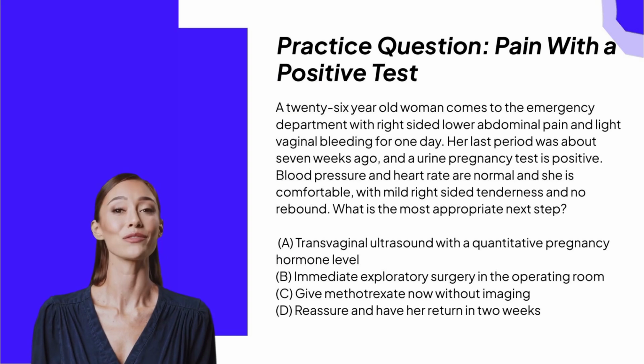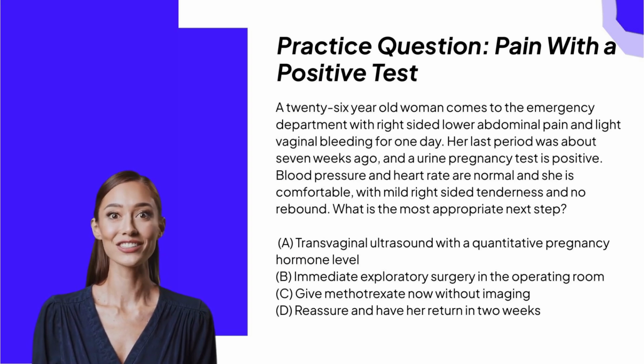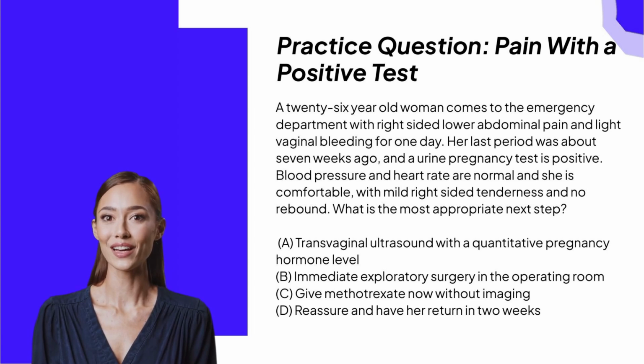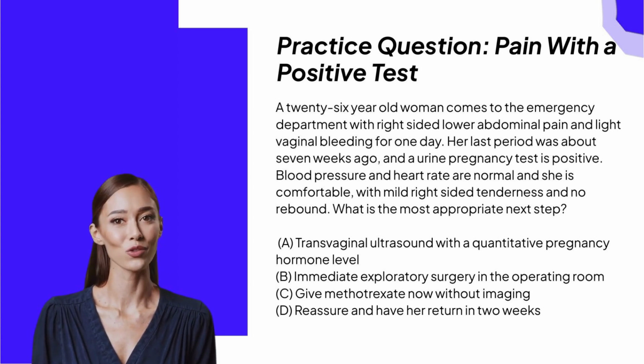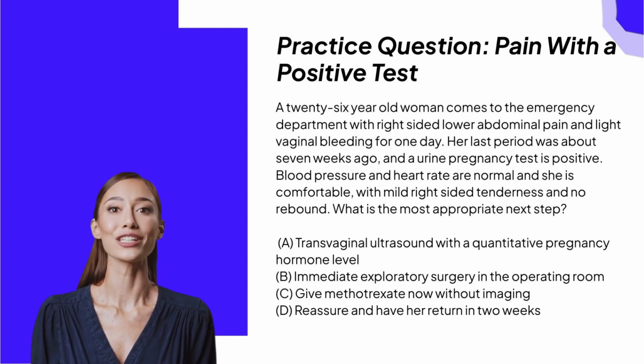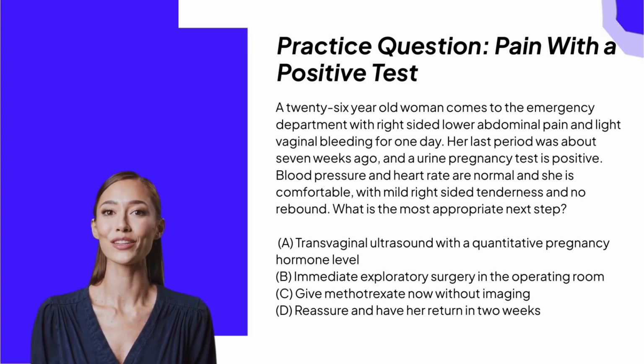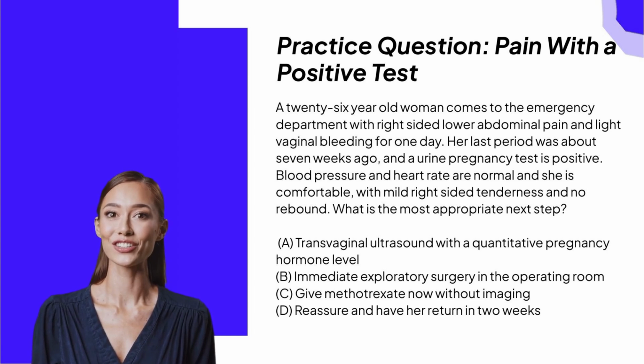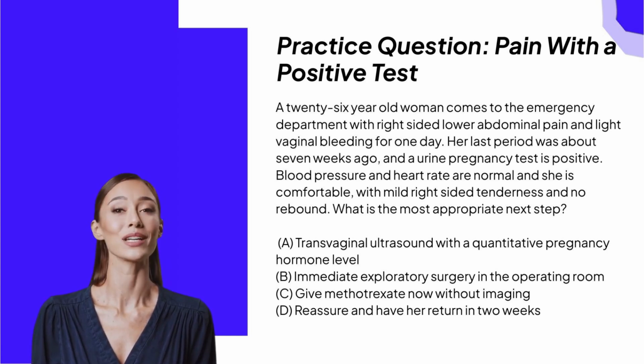Let us work our first practice question, and this one tests the ectopic pregnancy pattern. A 26-year-old woman comes to the emergency department with right-sided lower abdominal pain and light vaginal bleeding for 1 day. Her last menstrual period was about 7 weeks ago, and her urine pregnancy test is positive. Her blood pressure and heart rate are normal, she is comfortable, and her abdomen is only mildly tender on the right with no rebound. The question asks for the most appropriate next step in management.